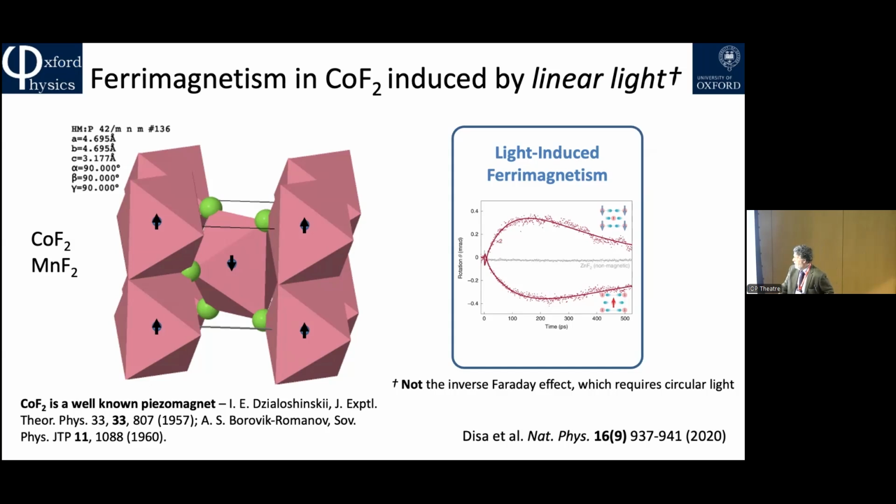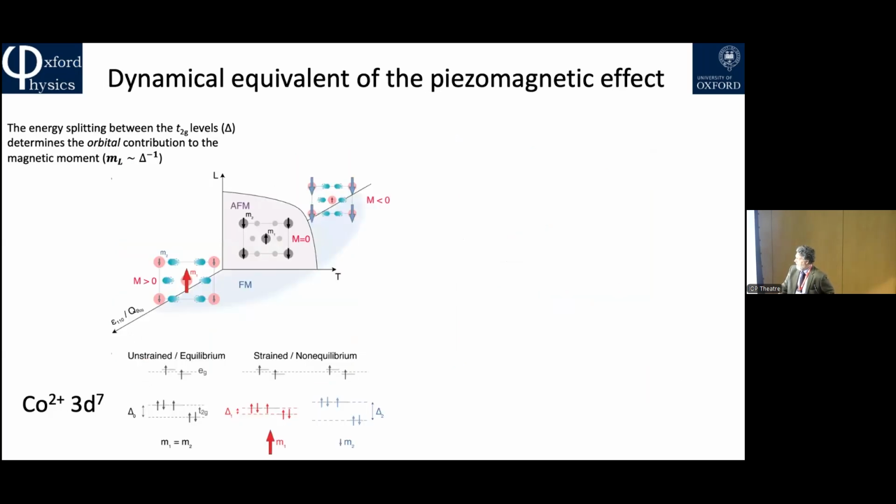And the way this actually works is the following. If you apply strain, this is a static experiment, you create two different sites. Cobalt fluoride is a collinear antiferromagnet with two sublattices. The magnetic moment is along the high symmetry axis, the C axis. The two sublattices become structurally inequivalent if you apply strain. And because they are structurally inequivalent, there's a different crystal field.